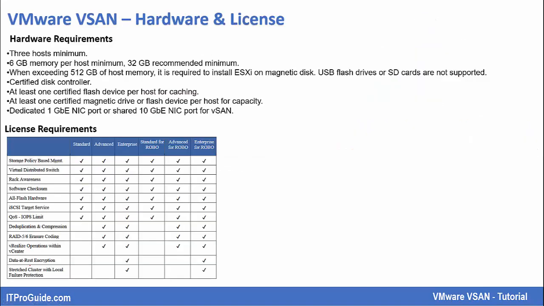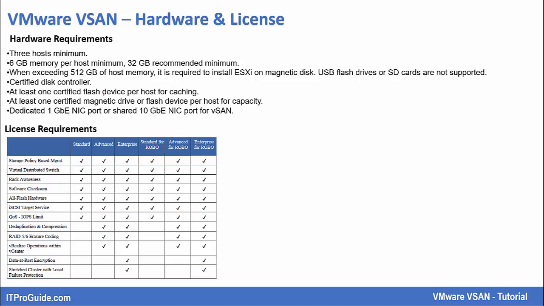Next is about VMware vSAN hardware and licensing. You can see the hardware requirements. A minimum of 3 ESXi hosts are required, and 6 GB memory per host is the minimum, but it is recommended to start with at least 32 GB of memory. So if you are in a learning environment or a lab environment, you can start with 6 GB memory, but it is highly recommended to start with 32 GB when you go to production.